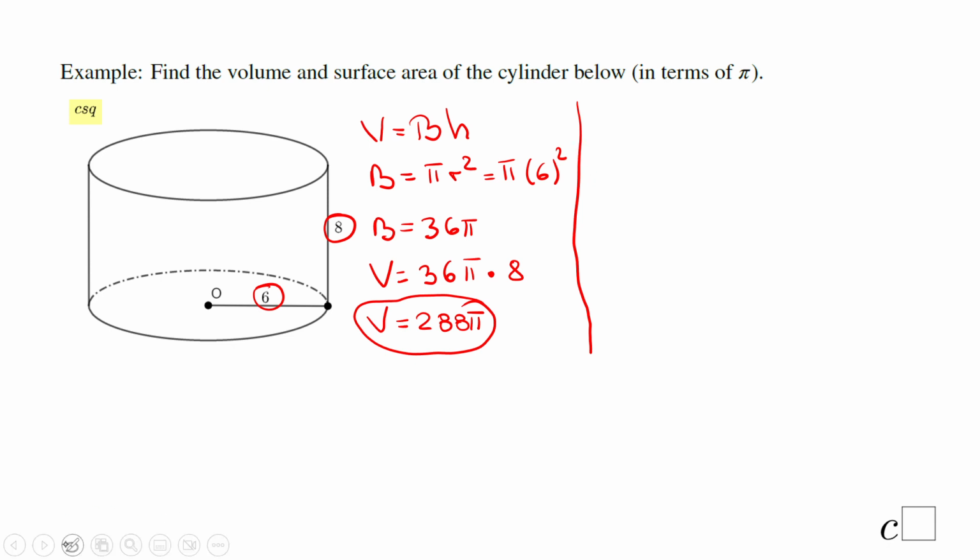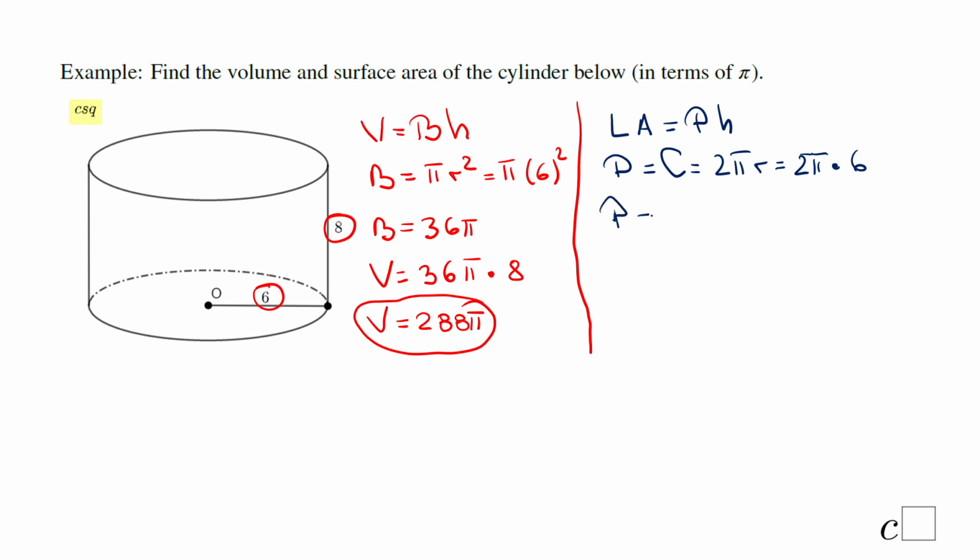Let's move to the second part, the surface area, and we're gonna start with the lateral area. Lateral area, if you remember, it's the perimeter times the height, and in this case the perimeter is the circumference of the circle, which is 2 pi r. So in our case it's gonna be 2 pi, and the radius is 6, so that will be 12 pi.